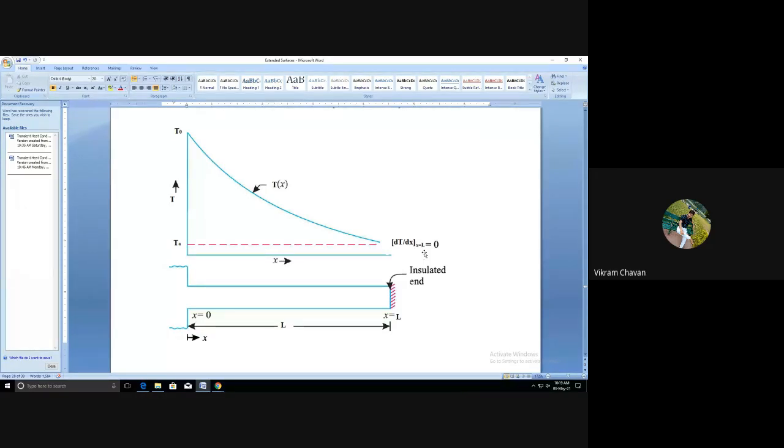Everyone understood what is meant by insulated end or insulated tip? And how to convert that particular condition into a boundary condition. Insulated means there is no heat transfer at the end, so the temperature gradient will be equal to 0 at the end of the fin. So we can consider the boundary condition at x is equal to L, dT/dx at x is equal to L equal to 0.